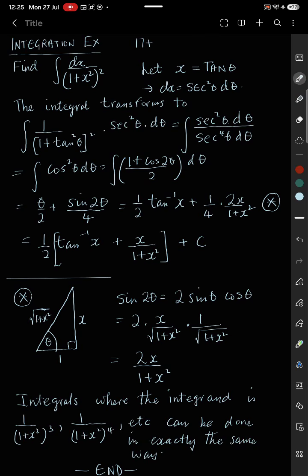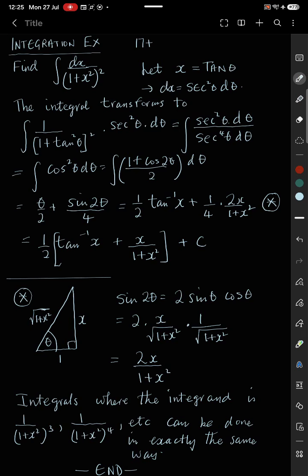So if you look at the little triangle in the footnote, tan theta is x, so one side of the triangle is x, the other side is 1, and the hypotenuse will be square root of 1 plus x squared. Now sine 2 theta is 2 sine theta cos theta, so that's 2 times x over square root of 1 plus x squared times 1 over square root of 1 plus x squared, which comes to 2x over 1 plus x squared. And that should explain that little step.